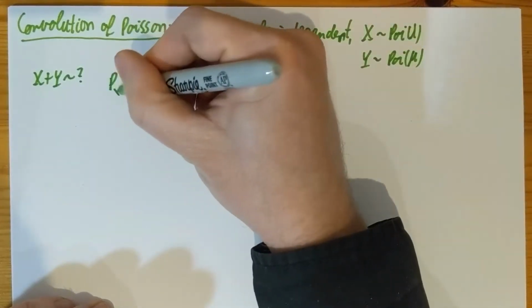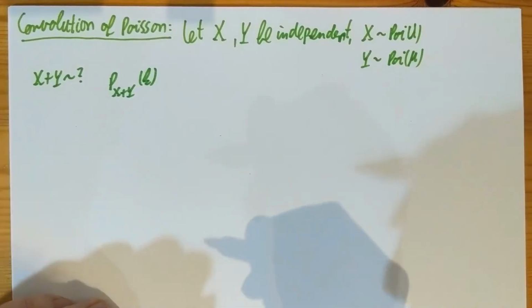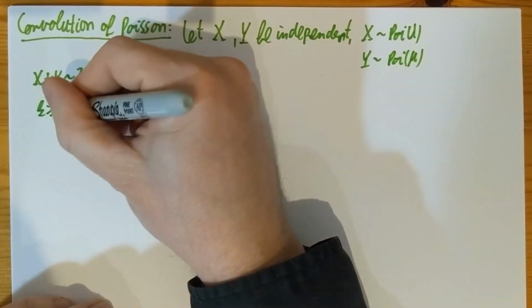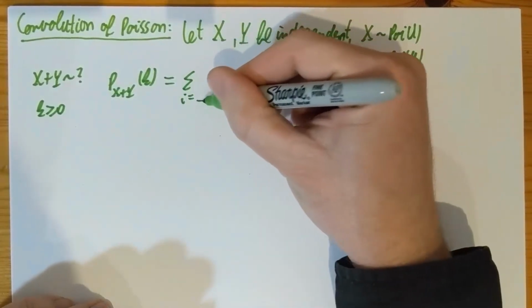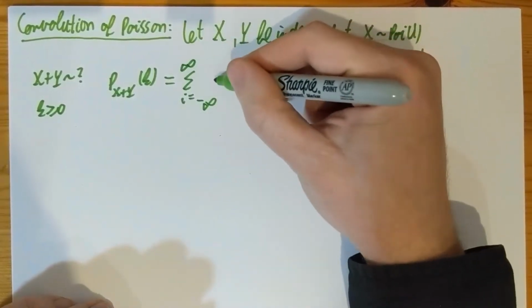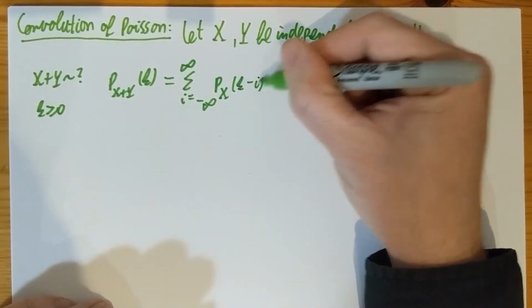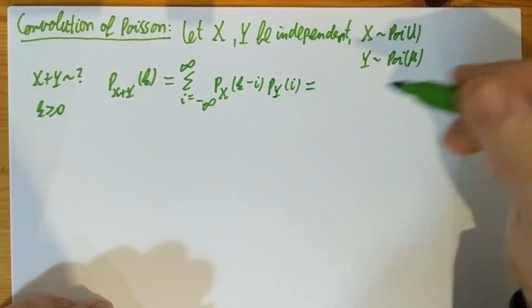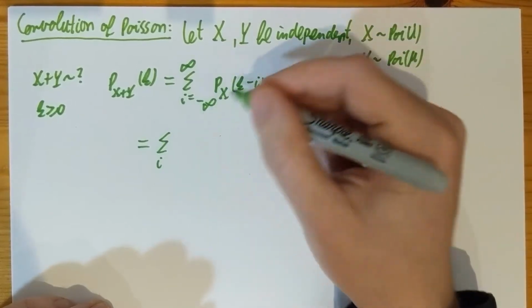So the mass function of X plus Y at k, clearly the Poisson is non-negative integer, this sum is non-negative integer, so take k to be a non-negative integer. It's the sum from minus infinity to infinity, mass function of X at k minus i, mass function of Y at i. Now let me put in the mass functions.